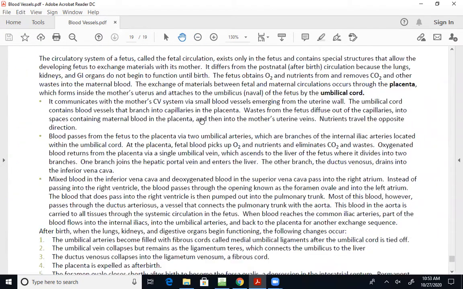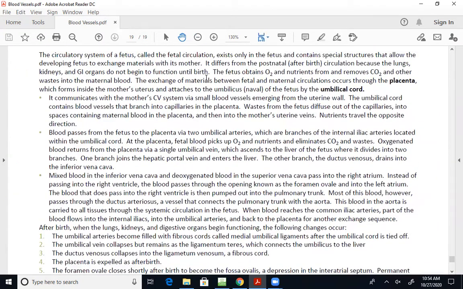Okay. Circulation, in this case, fetal circulation, exists only in the fetus and contains special structures allowing the developing fetus to exchange materials with mama. It differs from postnatal or afterbirth circulation because that's when our lungs, kidneys, and GI organs begin to function. That's when we start breathing and eating, all that wonderful stuff. We have to obtain our own nutrients. We're not getting them through the placenta after we're born.